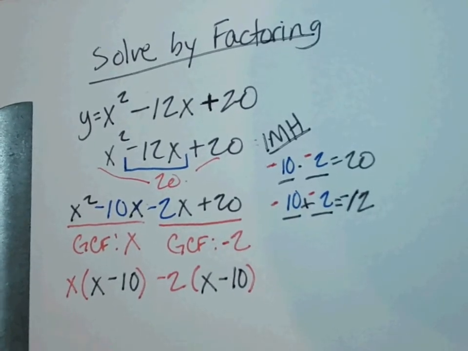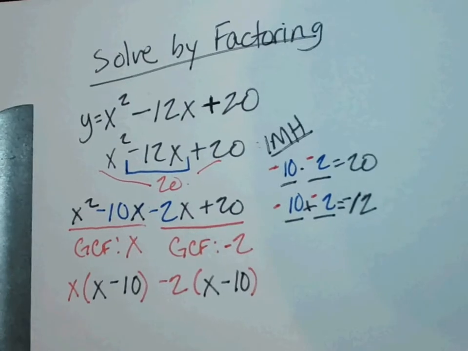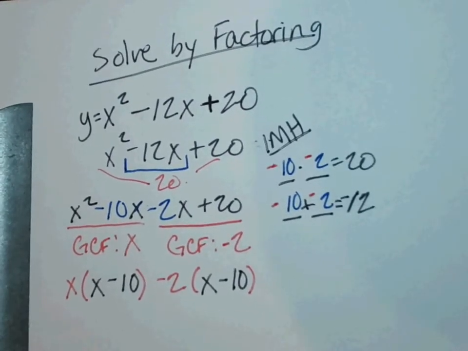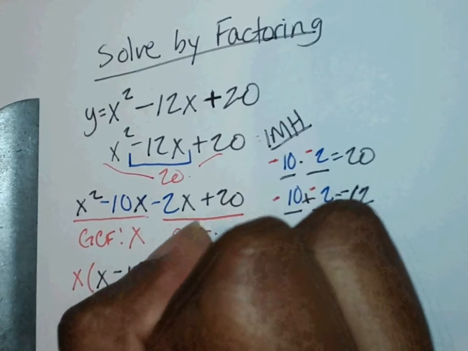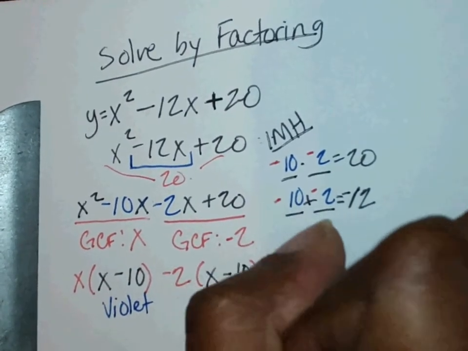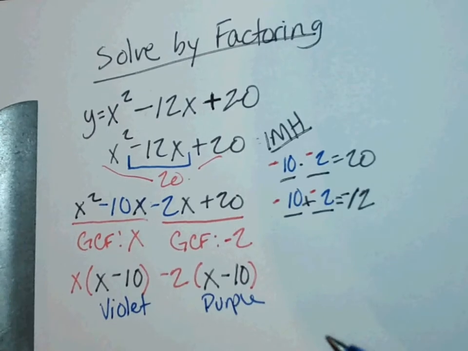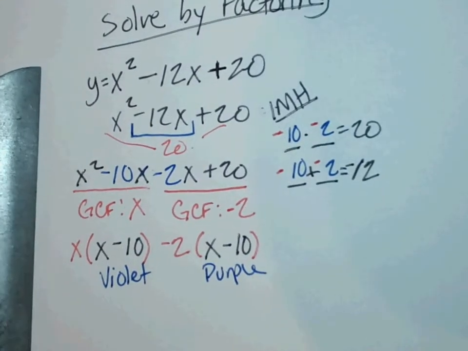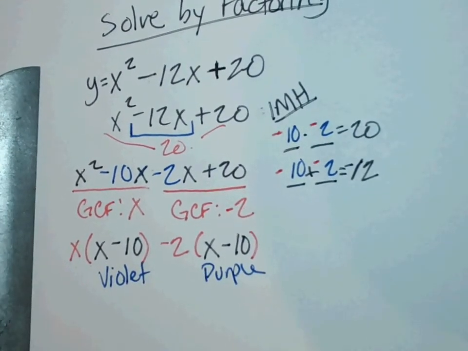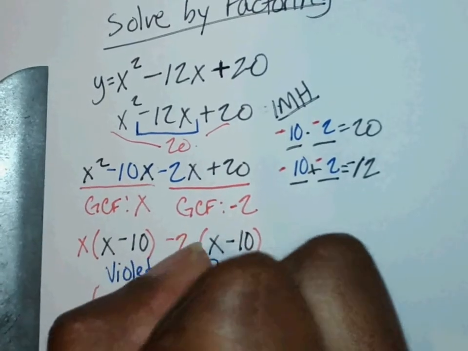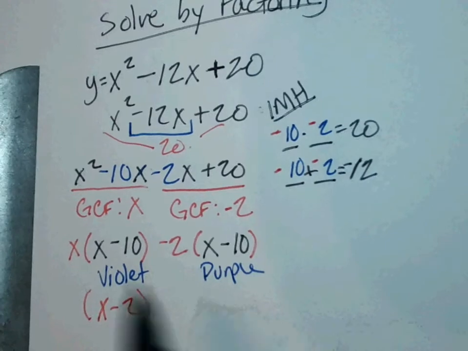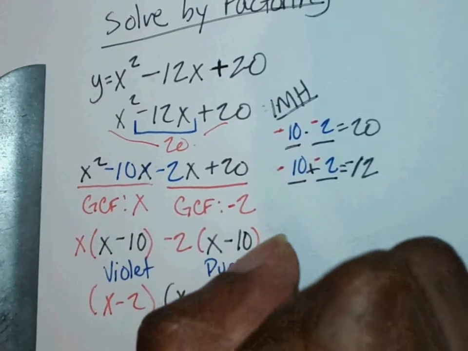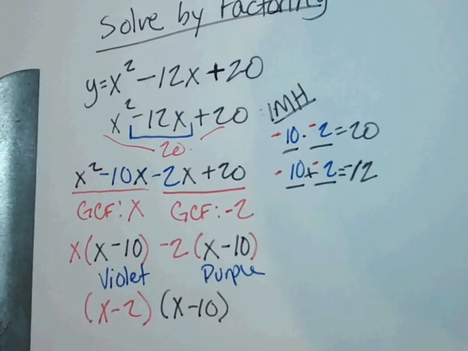What are we going to call these twins? I don't know. I'm running out of twin names. How about violet and purple? Because technically they're the same thing. Alright. And it's my favorite color. Why not? Write my GCFs. That's my first factor. And my second factor are my twins, violet and purple. And they're x minus 10.